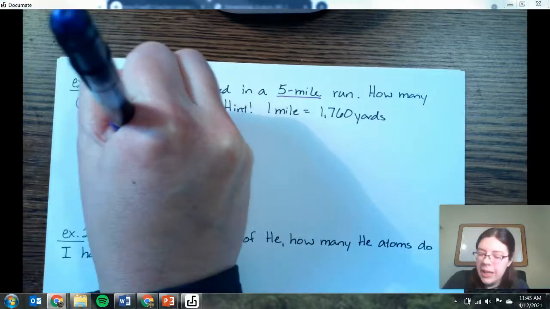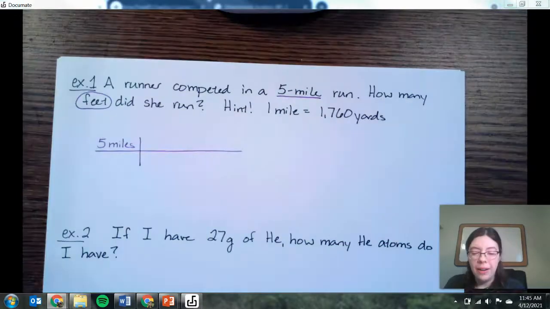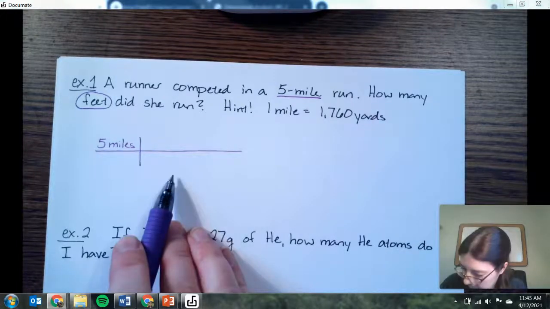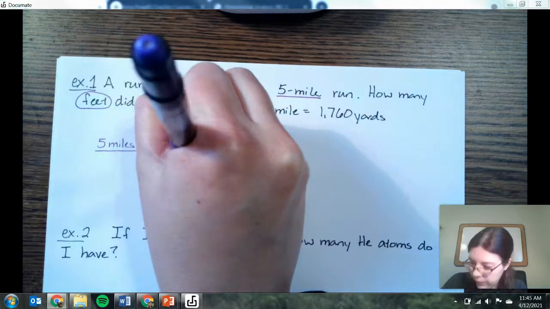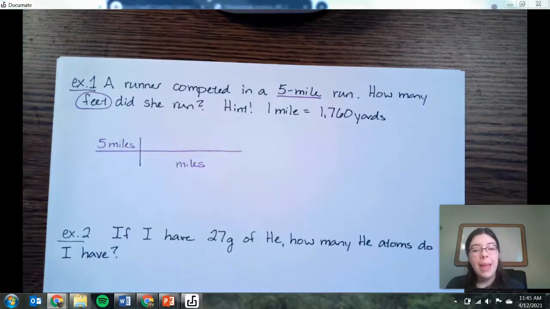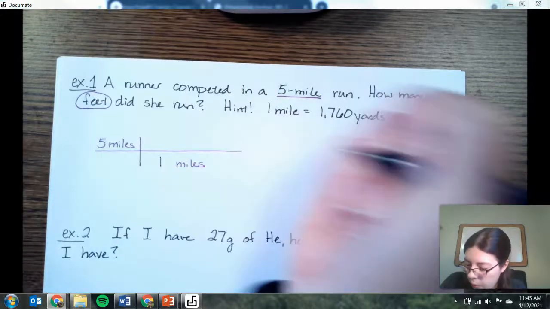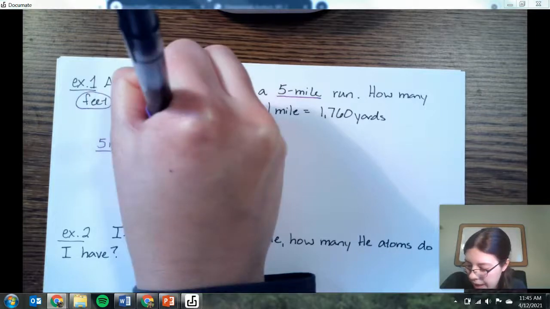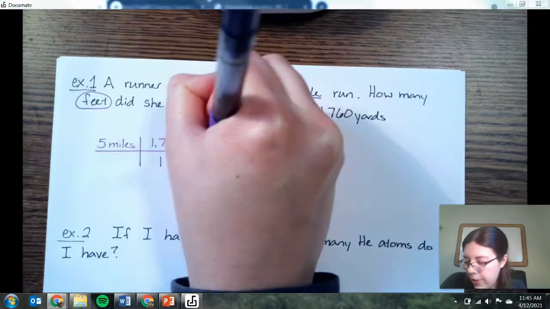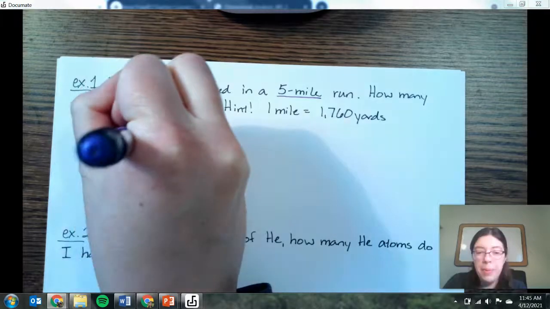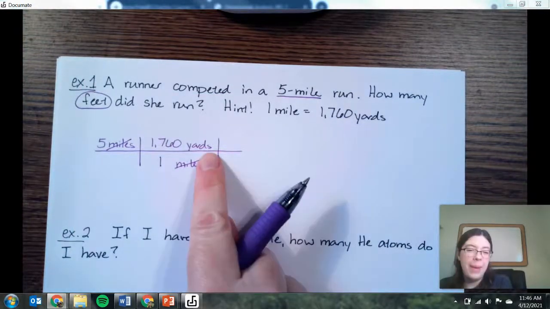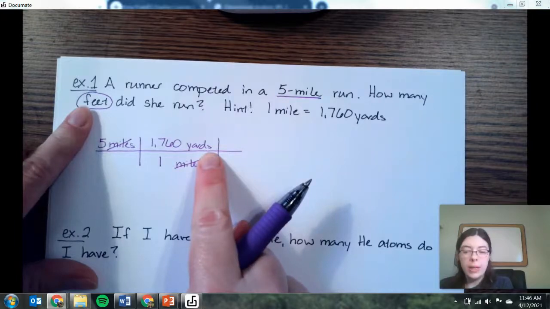Now remember, when we set up our factor label table, we want our units to cancel on the diagonal. So whatever unit I have up top, I want the exact same unit on the bottom. Okay, so maybe you remember how many feet are in a mile, and if so, this will be a little simpler problem for you. But if you don't, we're going to use this hint. So we are told that 1 mile is equal to 1,760 yards. Okay, so that is my first step, but I'm not to where I want to go yet because I want to get to feet and I have my answer in yards currently.